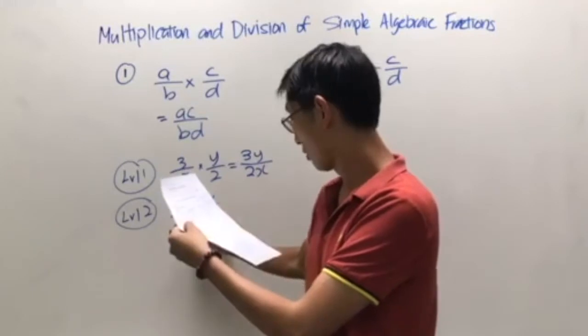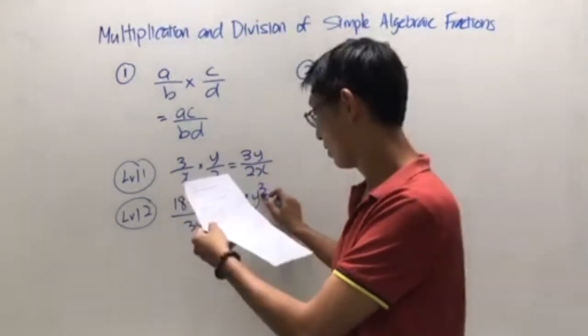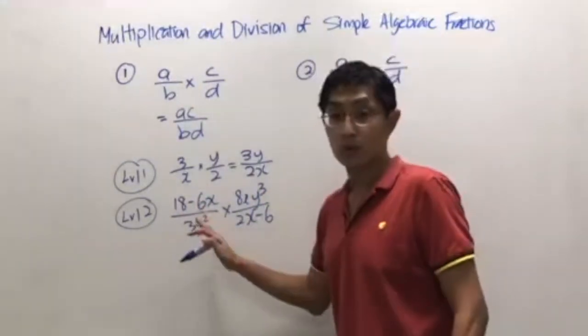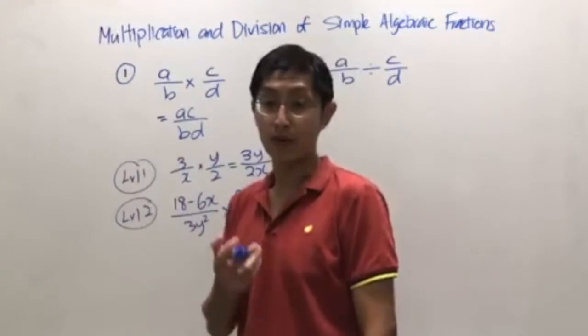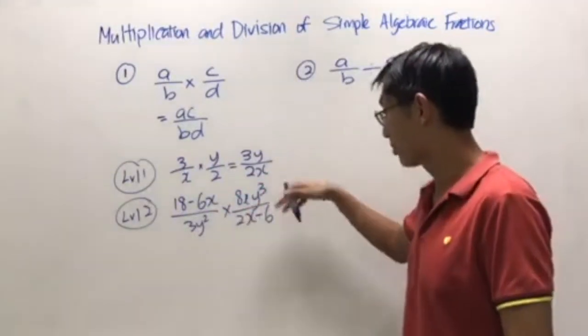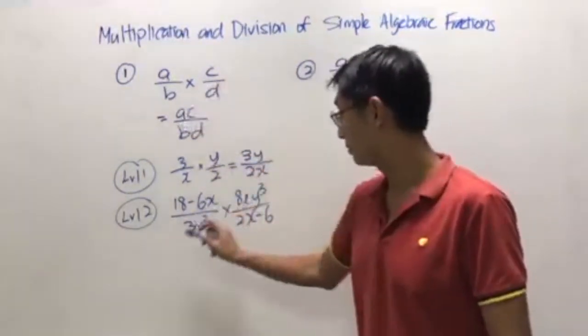18 minus 6x over 3y squared multiplied by 8xy cubed over 2x minus 6. For this part, you need to know some basic form of algebraic factorization first. And in fact, this is what you do before the rule: you factorize things as and when you can before you apply the rule over here.